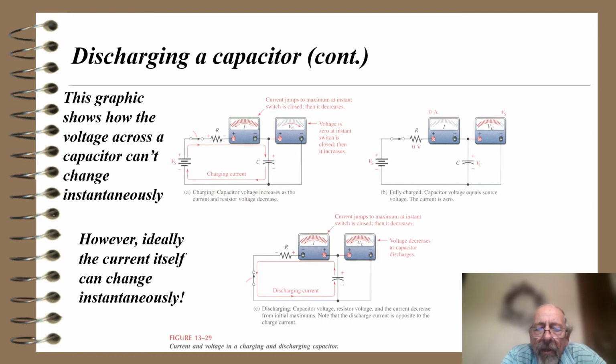Okay, so then we take a look at C, and in C we're going to close a switch to discharge the capacitor. What happens now when we instantly close the switch? The current jumps to maximum at the instant the switch is closed, and then it decreases. The voltage decreases as the capacitor discharges. So again, there's a resistor there in C to limit the flow of current. The capacitor will not discharge instantaneously.